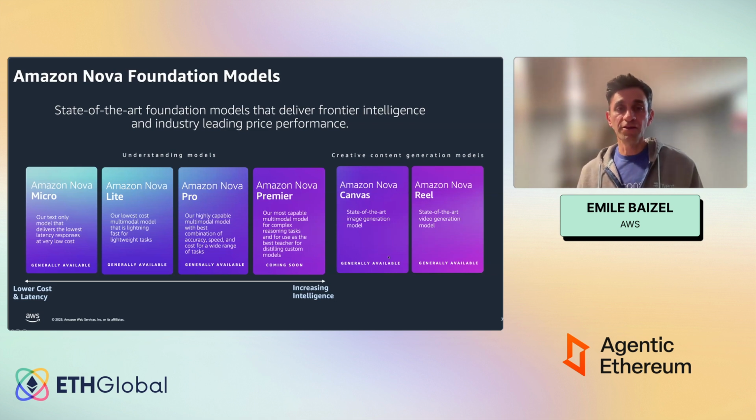And on the right side, you've got our creative content foundation models. Canvas is an image generator using natural language prompts. Nova Reel is a video generator, which takes prompts and creates realistic videos from that. In the middle is Premiere, which is not launched yet, but it will be our most capable multimodal foundation model, for complex reasoning and also to be used as a best teacher for distilling custom models. If you're trying to distill down to a smaller model, you can use this one as the starting point. Premiere is coming soon.